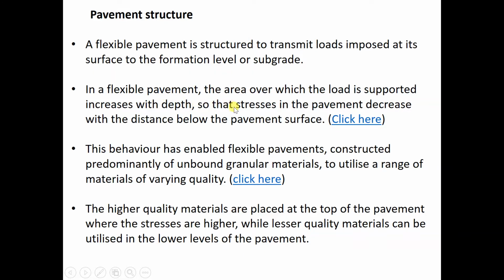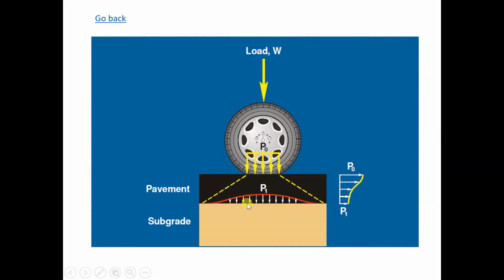In the flexible pavement, the area over which the load is supported increases with depth, so that the stress in the pavement decreases with the distance below the pavement surface. That means that at the top, the loading is very concentrated on a small area, so the stress is very high. But when it goes down, the load is spread out, so the area becomes bigger, but the pressure, the stress, becomes less as it goes down. And so the stress will be the least at the bottom, the subgrade.